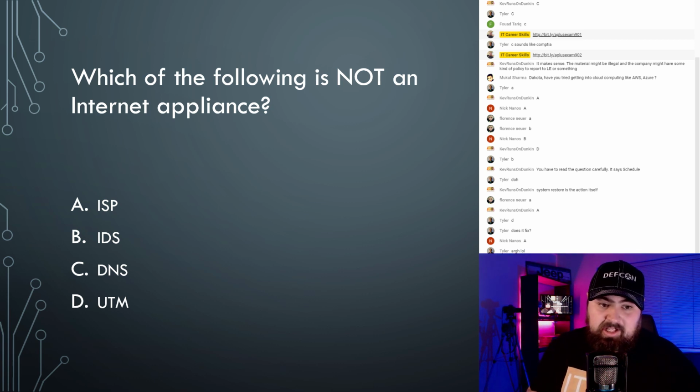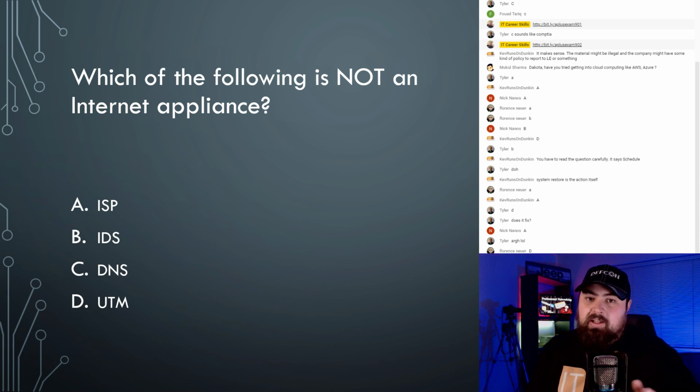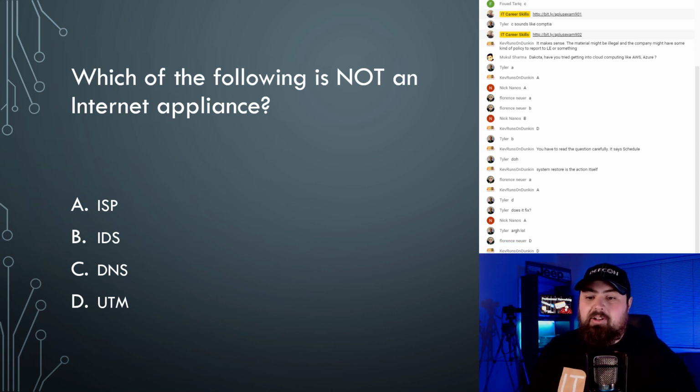A, ISP. B, IDS. C, DNS. Or D, UTM. So this is kind of one of those areas where the Security Plus and the A Plus kind of overlap a little bit.